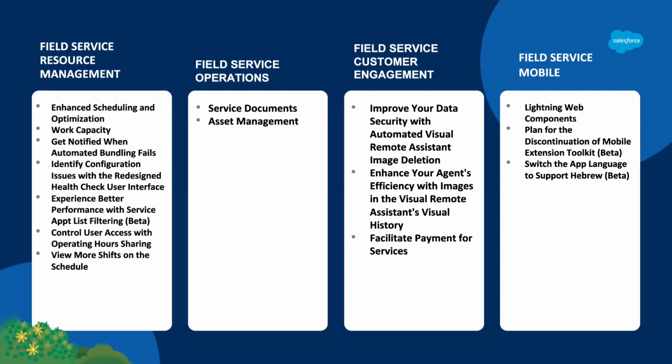Now, then we have also got sharing that has now been enabled for operating hours. As you can see right here, you can control user access with operating hours sharing. So this is one thing that did not happen before, because operating hours were not shared. So sharing of the operating hour object has now been enabled. Now we can manage sharing settings and operating hours just like any other Salesforce object that we normally do. We can do that here. So this is field service resource management improvements.